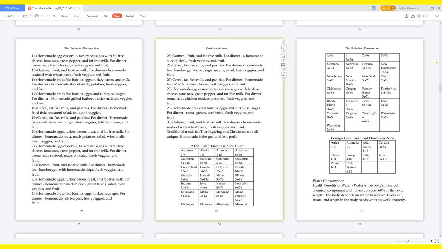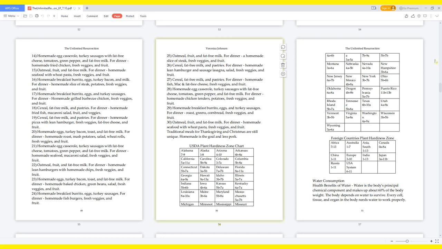26, cereal, fat-free milk, and pastries. For dinner, homemade lean hamburger and sausage lasagna, salad, fresh veggies, and fruit. 27, cereal, fat-free milk, and pastries. For dinner, homemade fish, mac and fat-free cheese, fresh veggies, and fruit.